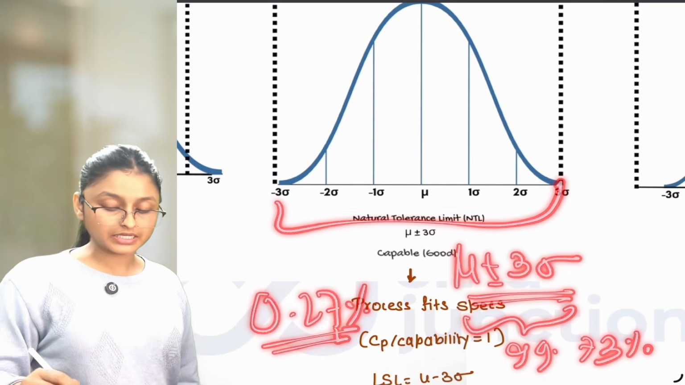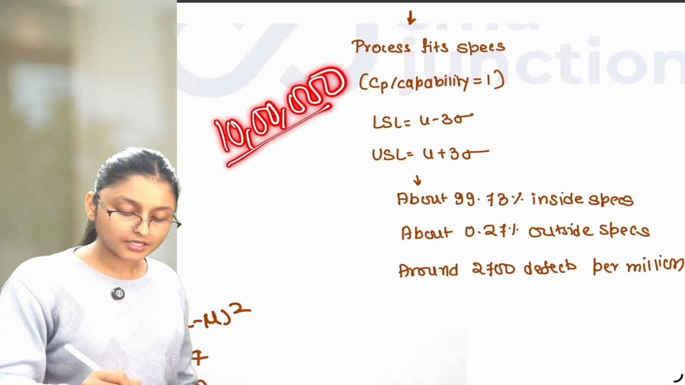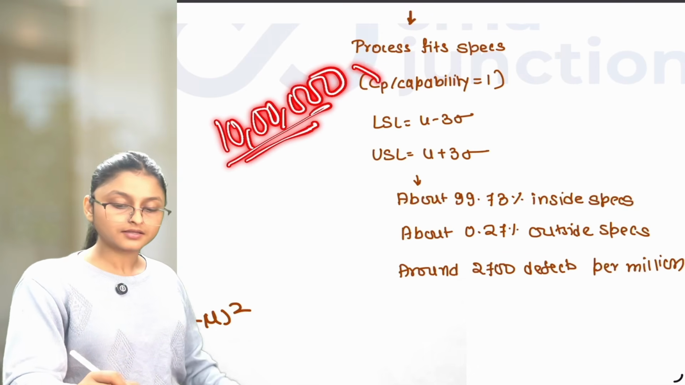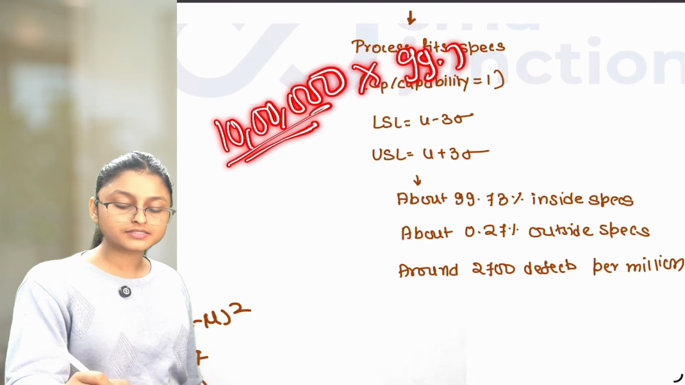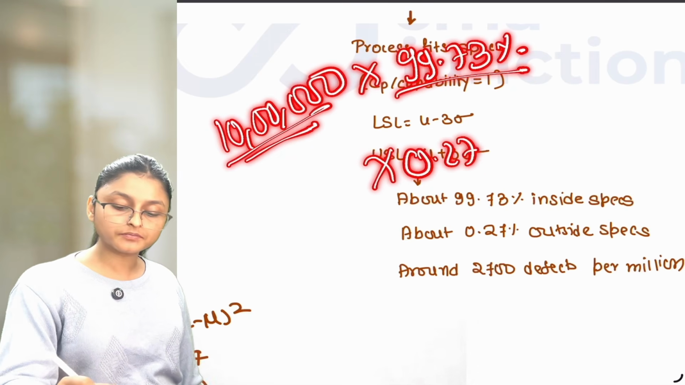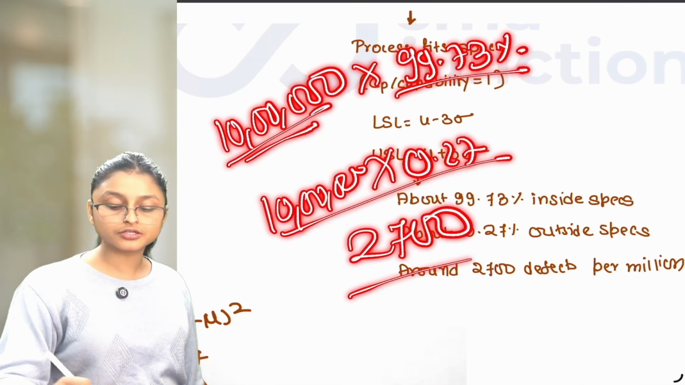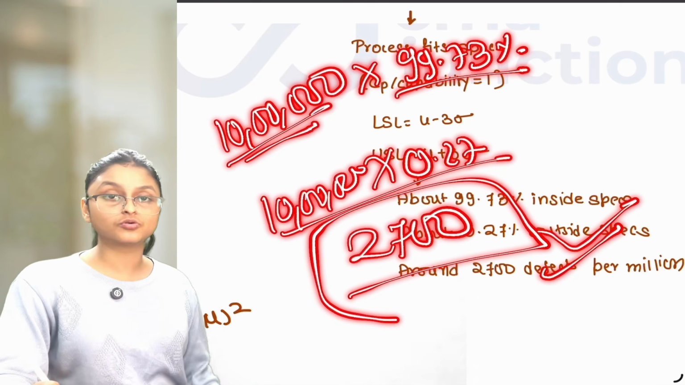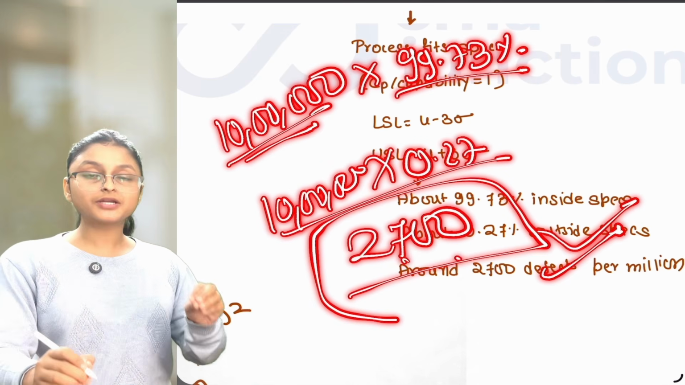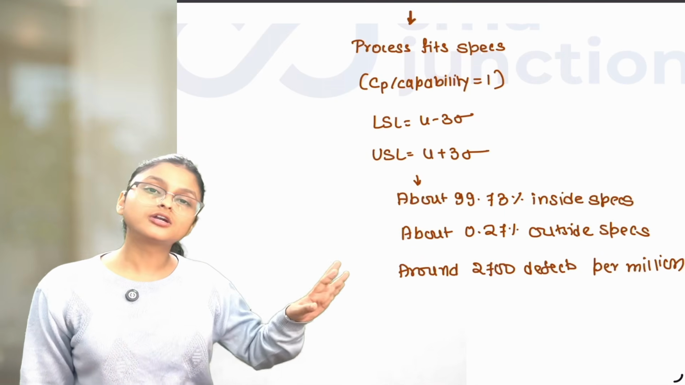Now what does it mean? It means that if I take total 10 lakh or 1 million outputs, then 99.73% of the output will be good, but 0.27% of 10 lakh or 1 million will be equal to 2700 units, which is defective now also. Even after covering mu plus minus 3 standard deviation, we are producing 2700 defects per million. Is it good?